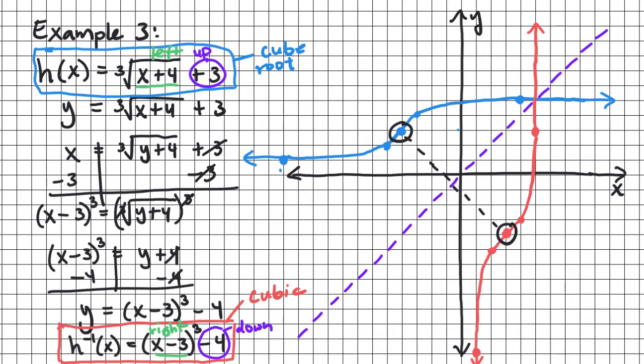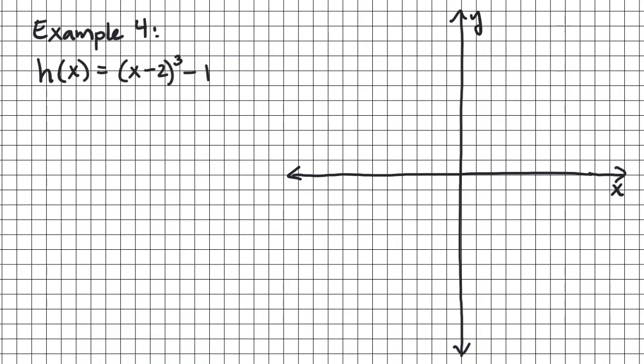So let's do one more example. All right, so example 4, let's solve for the inverse. So I'm going to switch the h of x to a y, copy everything else. Then I'm going to switch x and y. So it's going to be x equals y minus 2 to the third power minus 1. And now we're going to solve for y.